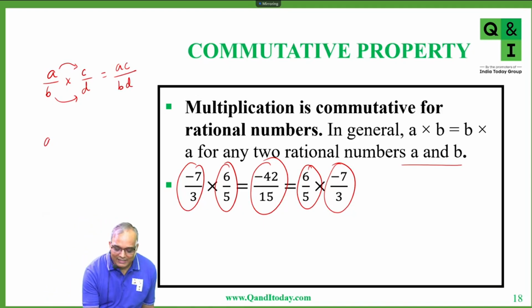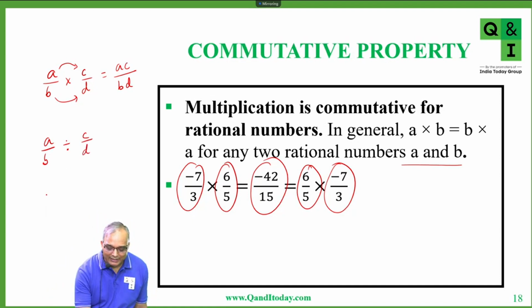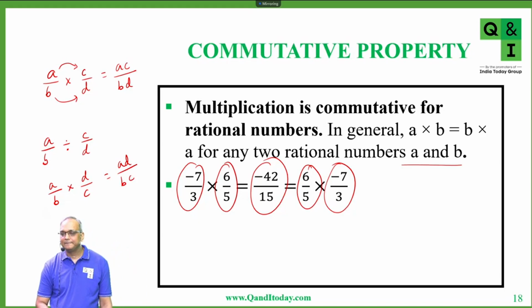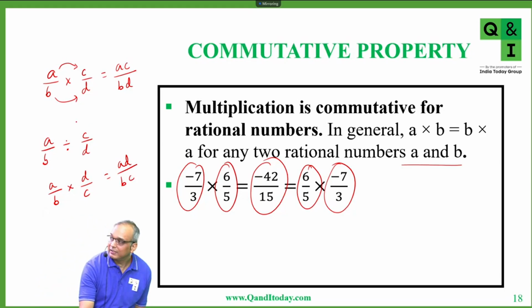But in division, when you divide a by b by another rational number c by d, you convert this division into multiplication by taking the reciprocal of the second number, that is a by b into d by c. This becomes ad over bc. Is it clear?